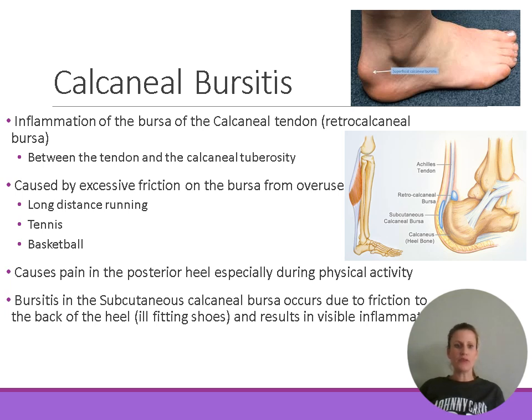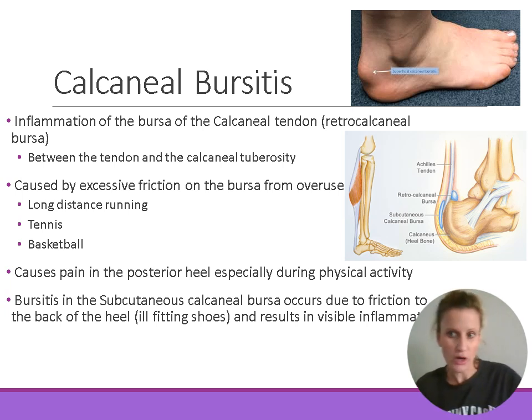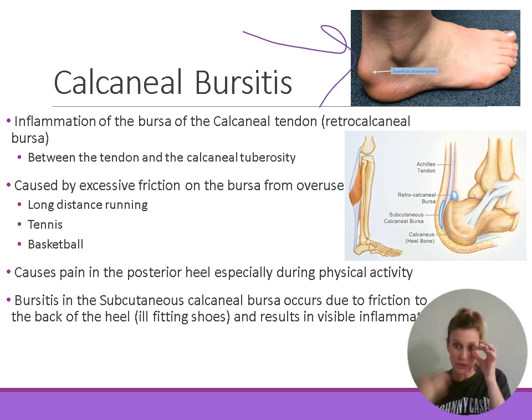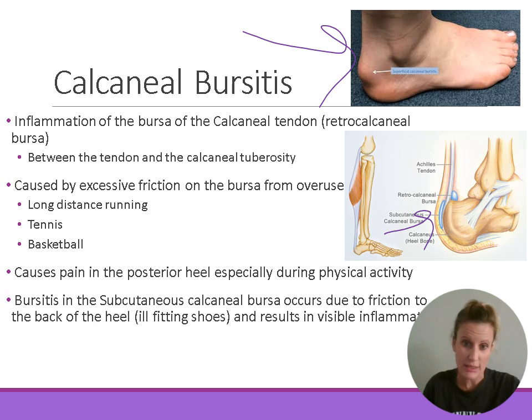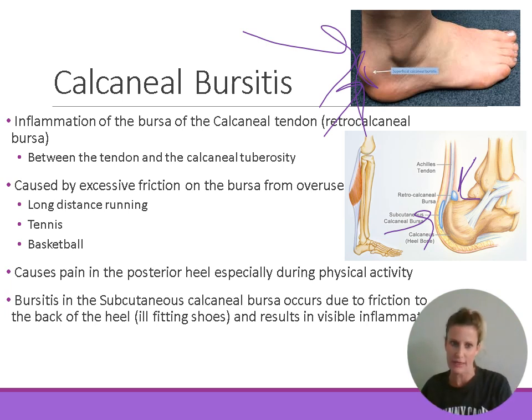Calcaneal bursitis is inflammation of the bursa of the calcaneal tendon. The bursa is between the tendon and the calcaneal tuberosity. This top picture is a picture of subcutaneous calcaneal bursitis. There are two different bursae that are involved with the calcaneal tendon. There's the subcutaneous calcaneal bursa. That's more superficial to the tendon and the calcaneus, in the subcutaneous area. That's what this picture is showing you, where you see the big bulge in the subcutaneous area. There's also a bursa that's deep to the calcaneal tendon. That's the bursa that's between the tendon and the calcaneal tuberosity.